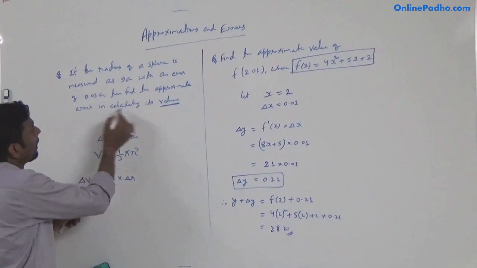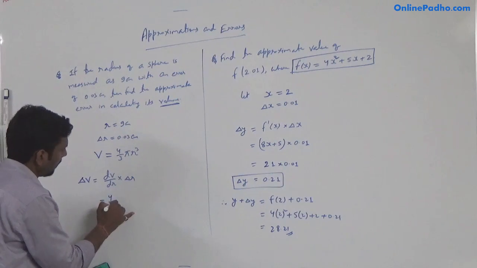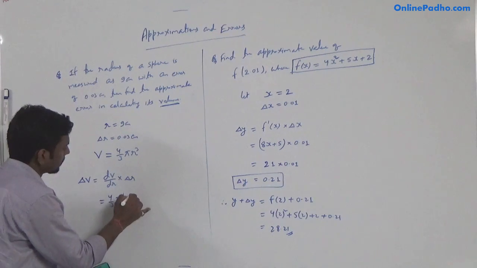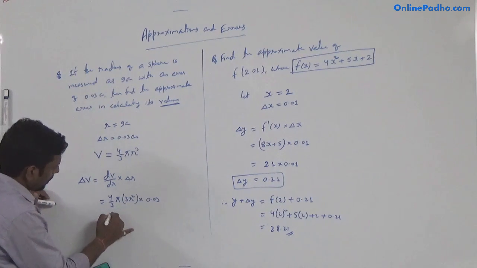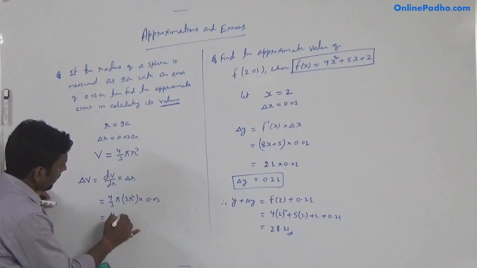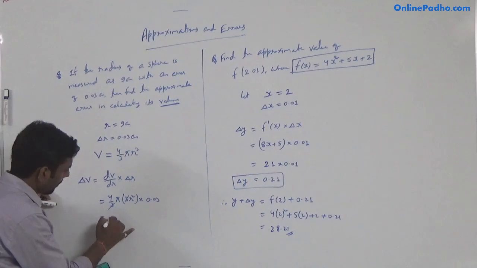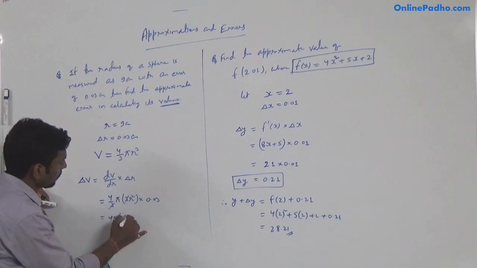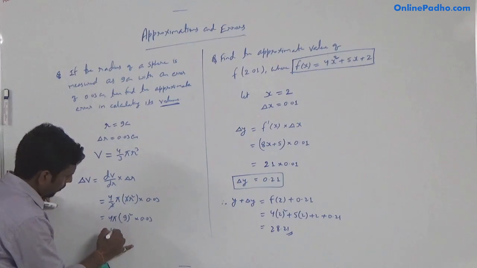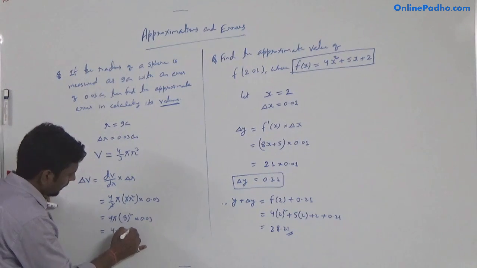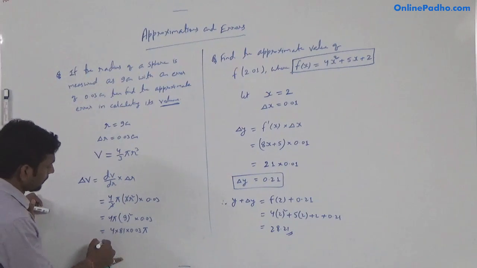Delta v is the approximate error in the volume. So delta v can be written by differentiating 4 by 3 pi r cubed, which gives 4 by 3 pi multiplied by 3 r square and multiplied by delta r, equal to 0.03. We can cancel 3 with 3, so we can write it as 4 pi multiplied by r square, that is 9 square, multiplied by 0.03. It can be written as 4 multiply 81 multiply 0.03 multiply pi. This is the value of delta v.